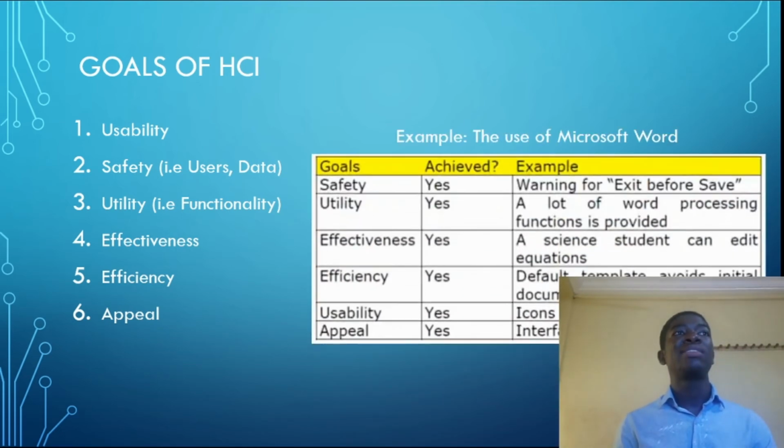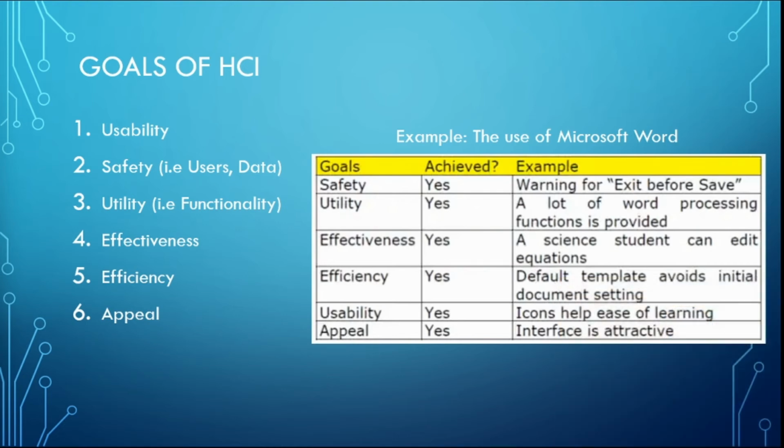So let's look at an example using Microsoft Word. So when we talk of safety, with the use of Microsoft Word, it gives a warning on exit before save. So at times you can type a document inside Microsoft Word and then you forget to save. And at the moment you click on the close button, it will prompt you to either save the data or just leave it like that. Do you get it? So if this prompt comes, it helps save the document that has been entered. So that is safety.